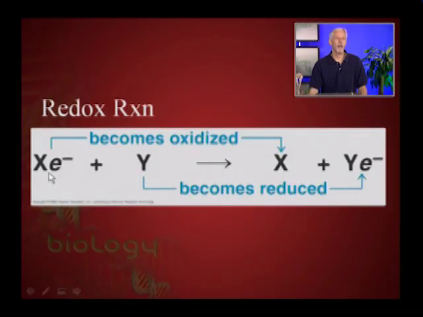So, for example, if we have substance X that has an electron, it's going to give it up to substance Y. Substance X, when it gives away its electrons, is oxidized. Substance Y, when it picks up those electrons, becomes reduced. So we normally look at oxidation and reduction occurring together, because if I'm giving away electrons to something else, I'm becoming oxidized and it is becoming reduced.